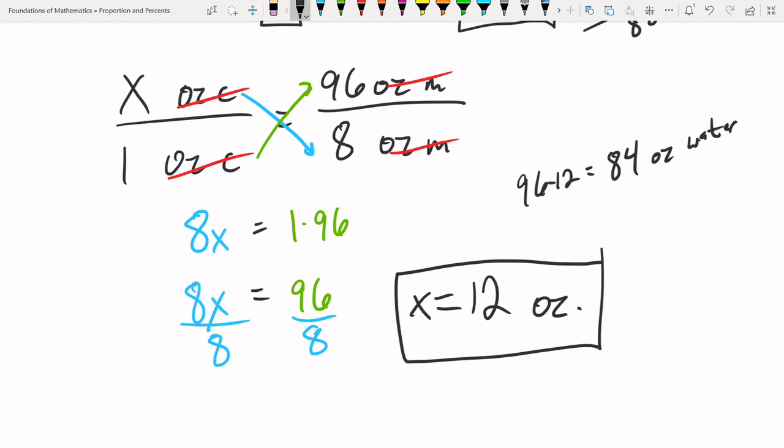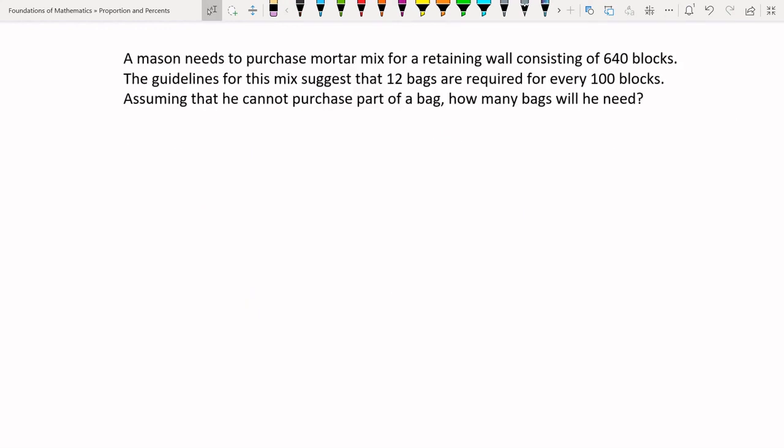for this total mixture. We got to figure out how much mortar mix a mason needs. 640 blocks, 12 bags are required for every 100 blocks. Of course, he cannot buy a part of a bag, so if we have a decimal in the end, we're just going to have to round up. That's all that means. How many bags will he need? That's what I was looking for.